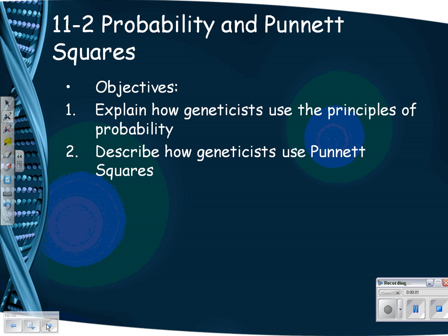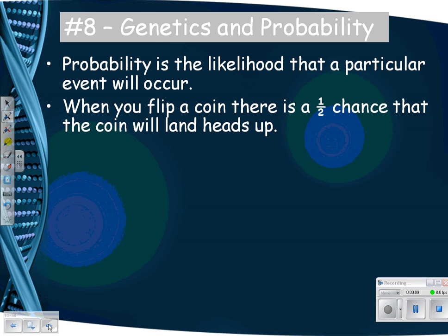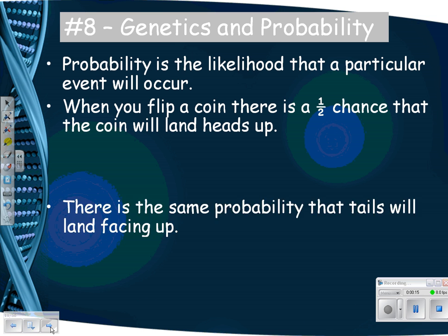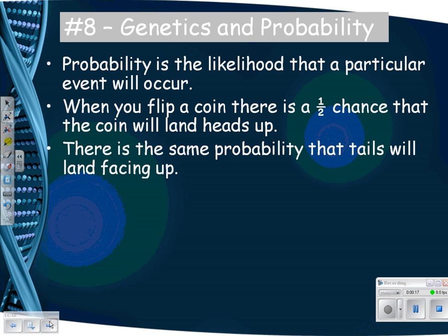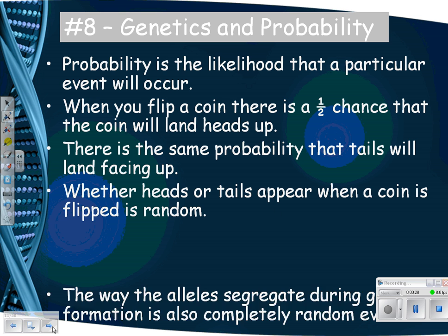Okay, this podcast is about probability and Punnett squares. Probability is the likelihood that a particular event will occur. When you flip a coin, there's a half chance that it will end up heads and a half chance that it will end up tails. Whether it's heads or tails, it's random.